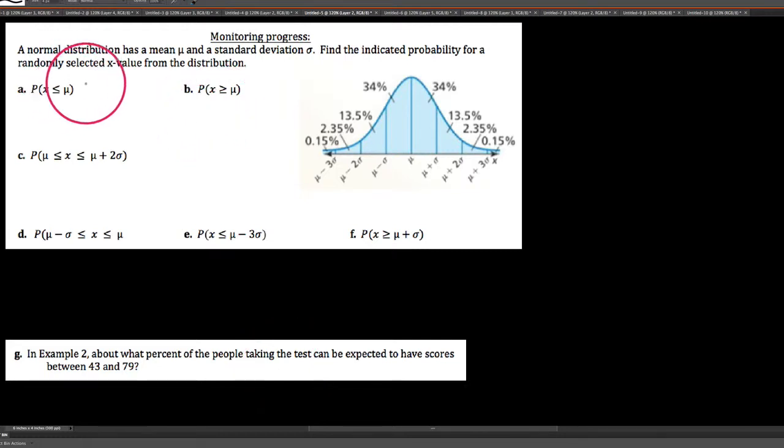Letter A asks us, finding the indicated probability for a randomly selected x value from the distribution. It says, how likely is it that some given x value is less than mu? In other words, less than the average.